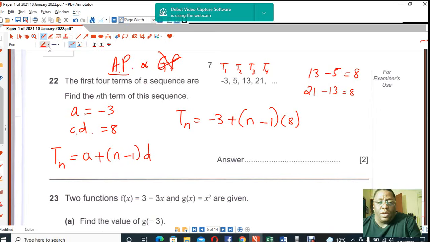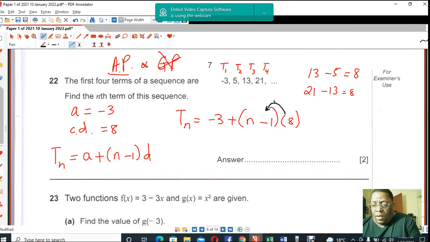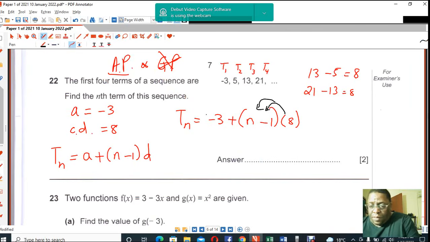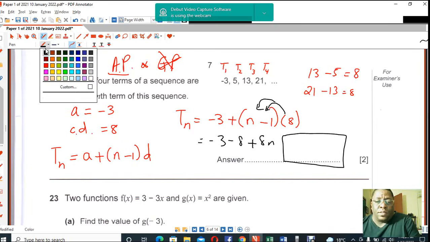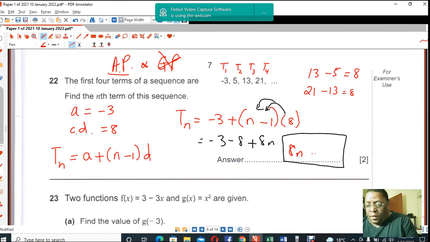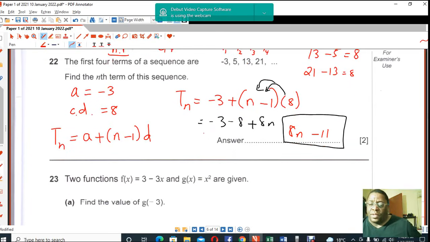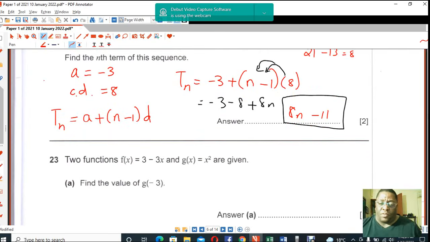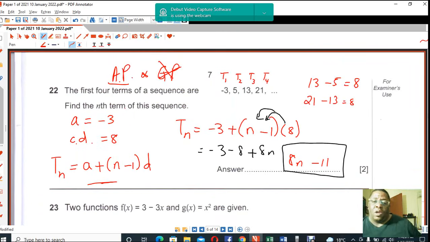So from here, we're nearly home. Just multiply out that in order for you to get minus 3. In fact, let me not write that minus 3 yet, because there are going to be quite some like terms there. So it's minus 3 minus 8 plus 8n. Right? Eventually, this should give you an answer of 8n minus 11. Okay, but I believe anywhere there you could have already started earning marks. You do not get marks for writing down this formula though. The formula is just guiding you in order to know you're dealing with an AP.